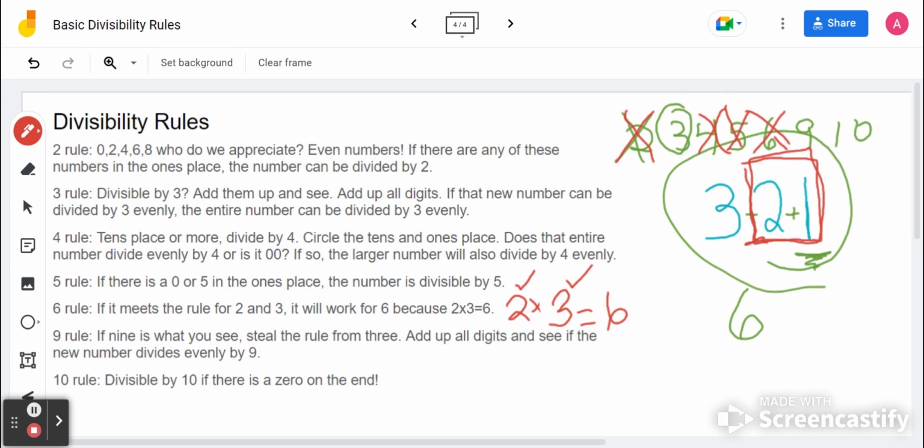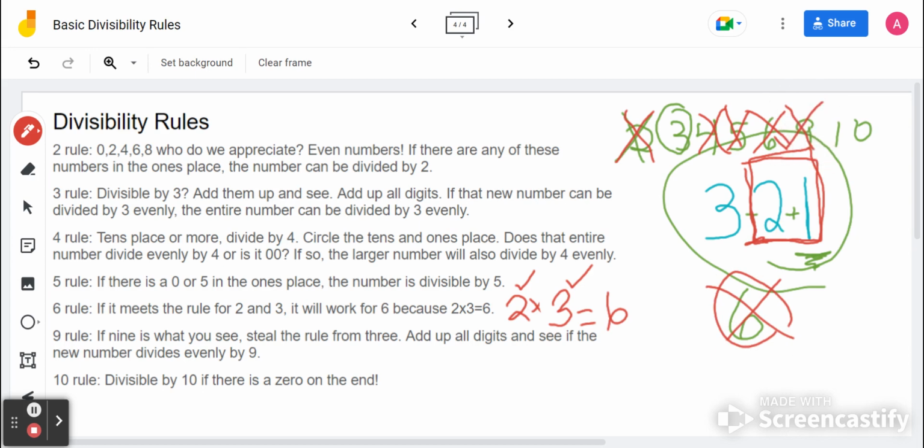The rule for 9, if 9 is what you see, steal the rule from 3. So we're going to add up all the digits and see if this new number can divide by 9. So it's the same as 3, except now we see if the number can be divided by 9 evenly. So 3 plus 2 plus 1 is 6. That cannot be divided by 9 evenly. So this is not divisible by 9.